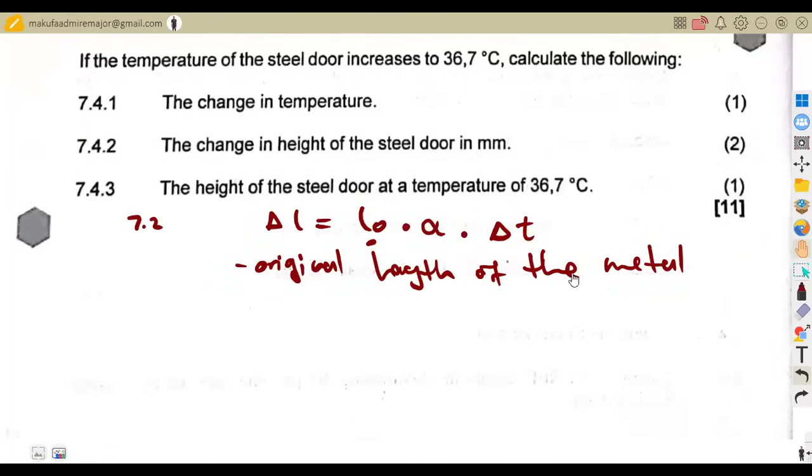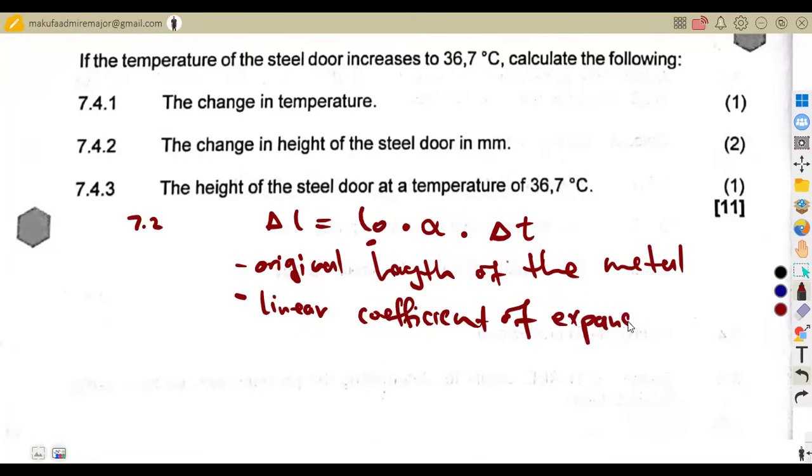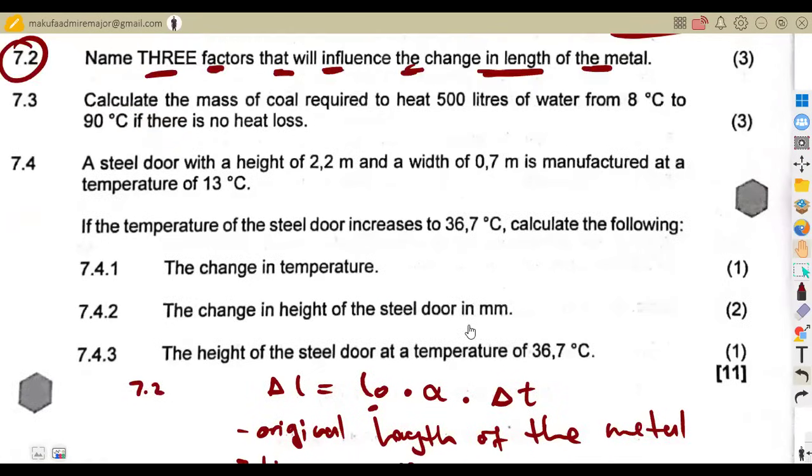Then we have got what? The coefficient of expansion, the type of metal that we are talking about is determined by this. That is the linear coefficient of expansion, because it must expand. All right. Then the temperature, that is the change in temperature, or temperature change. The change in what? In temperature. Or simply the temperature change. That is the idea there. Okay, so that is our question.